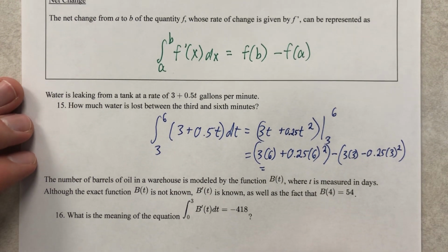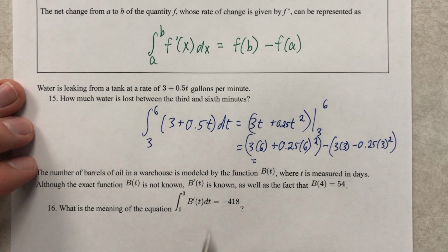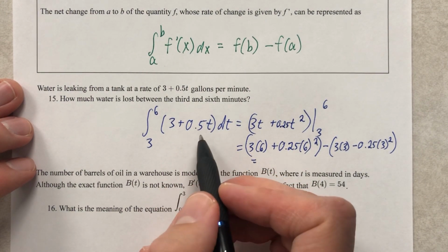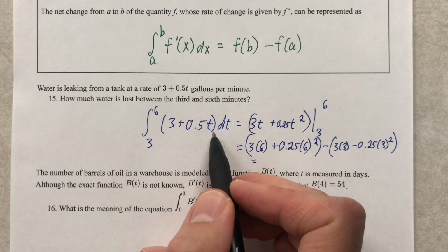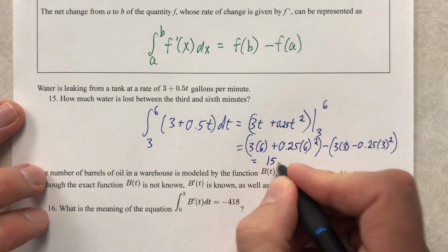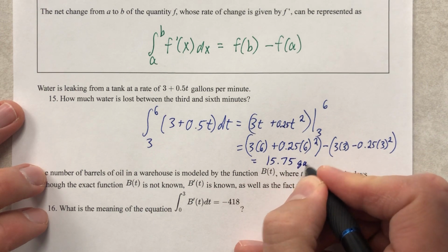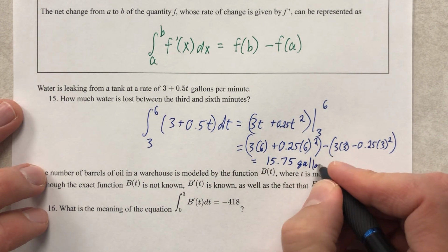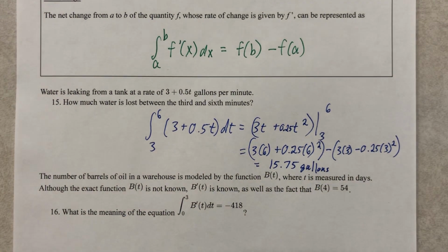I'll just jump straight to the answer at this point. We are dealing with gallons per minute. The integral of a rate gives me a quantity, so this is going to be gallons, and the number itself is 15.75 gallons of water. Gallons of water that are leaking out between minute 3 and minute 6. That's how much leaked out.